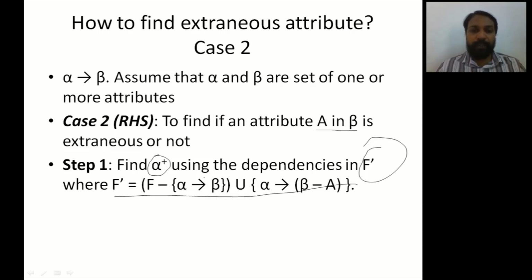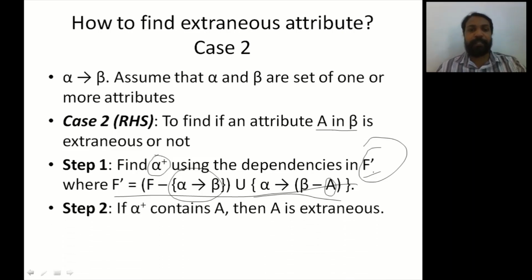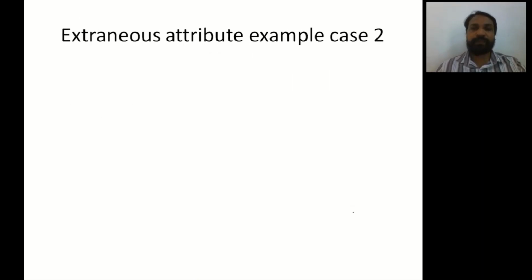So here F dash will be like this. We have to remove that alpha to beta functional dependency from F, and we have to add another functional dependency, alpha to beta minus A. That is, from the right hand side, we are removing that attribute A from beta and adding that functional dependency to F, and this will be our new F dash. We have to find alpha closure in this F dash, not on F. And if alpha closure contains A, then A is extraneous. We'll see an example, then you will understand.